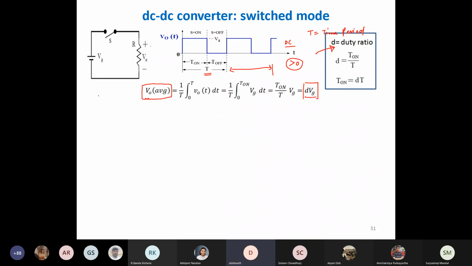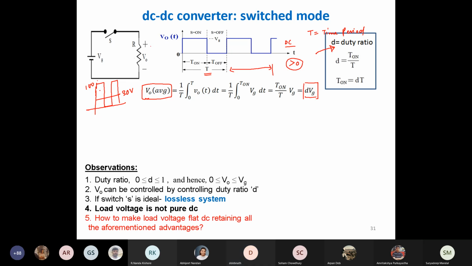But what we wanted was something like this, 30 volt. What we are getting is something like this, is 100 volt. So you can use an inductor to smooth out the output. Exactly. Right? So that is what I'm going to take you. That is the meaning of conditioning. Okay, so let's go step by step.